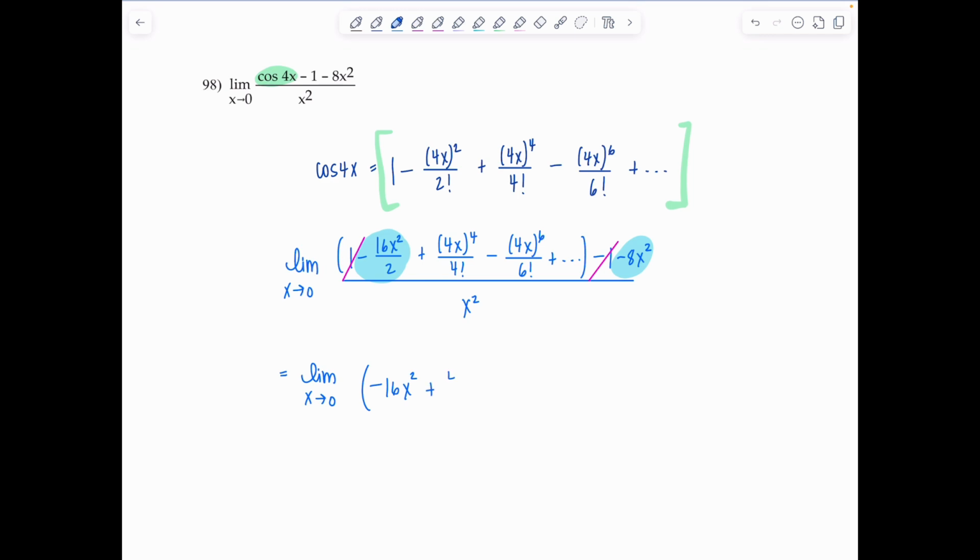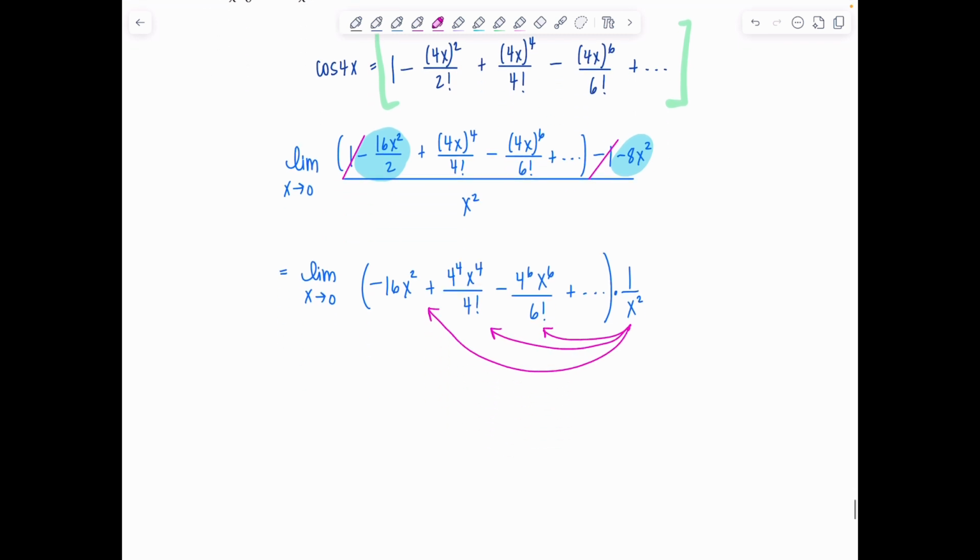Plus, this is 4 to the 4th, x to the 4th over 4 factorial minus 4 to the 6th, x to the 6th over 6 factorial plus blah, blah, blah, times 1 over x squared. Good? And then, yep, same thing as last time. So this distributes through to everybody. And then usually only a couple in the front will survive and the variable will cancel out entirely, right?